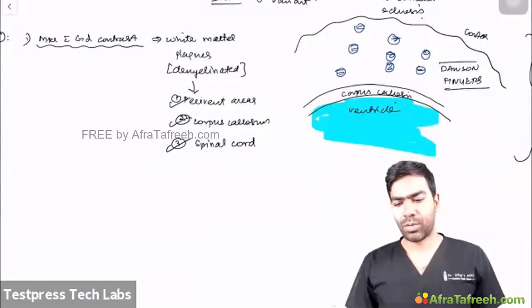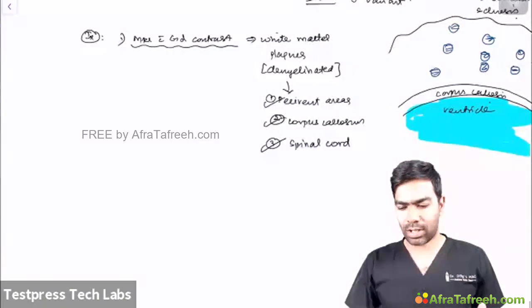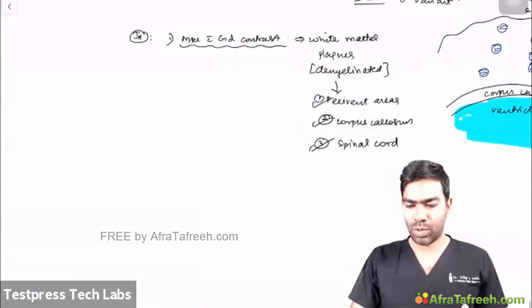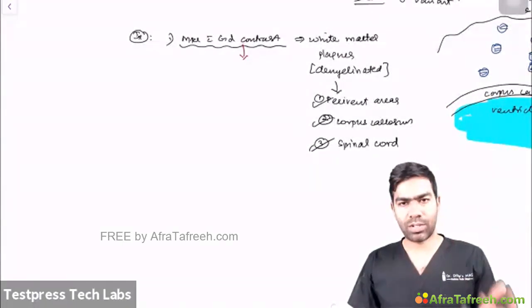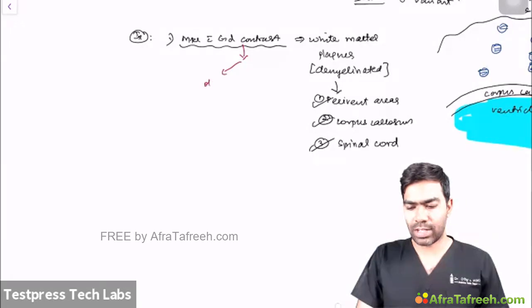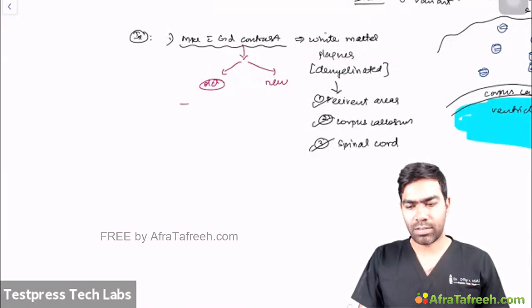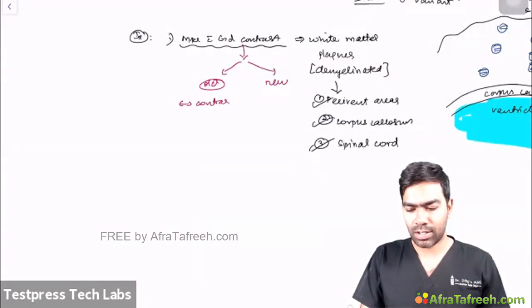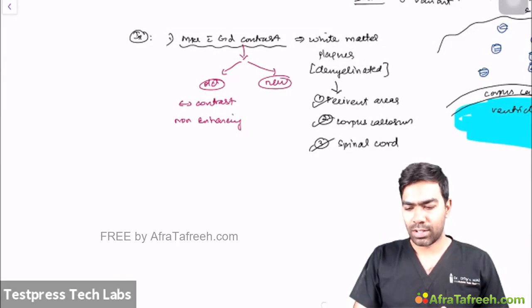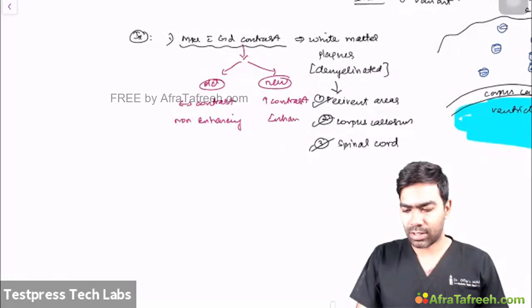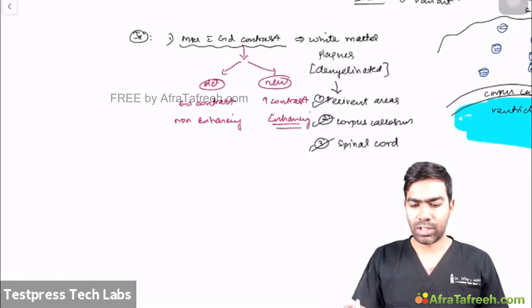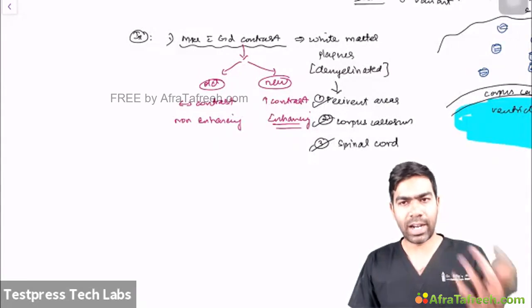And why do we use gadolinium contrast? The idea is that it can tell you whether the lesion is an old lesion or a new lesion. Remember, old lesions will typically not take up the contrast, so they'll be non-enhancing. New lesions will take up the contrast, which means they will look as if they are enhancing. So MRI with gadolinium contrast is the gold standard because you can differentiate old and new lesions.